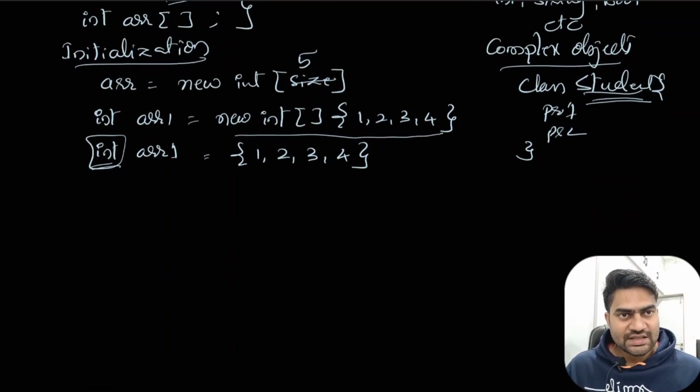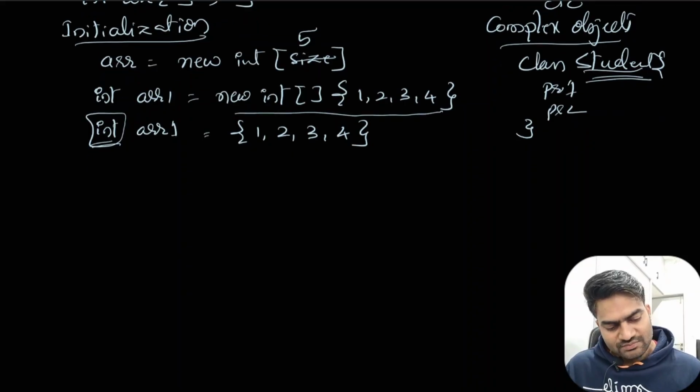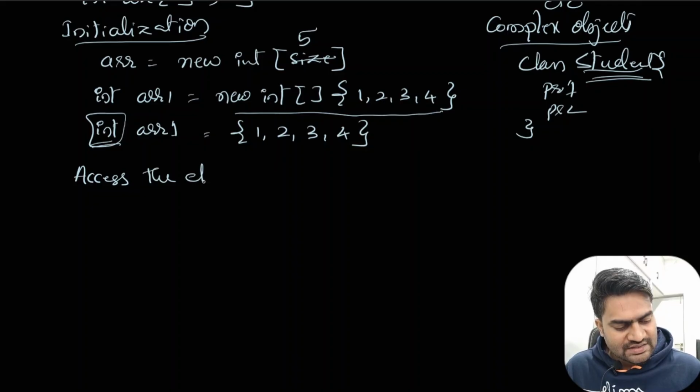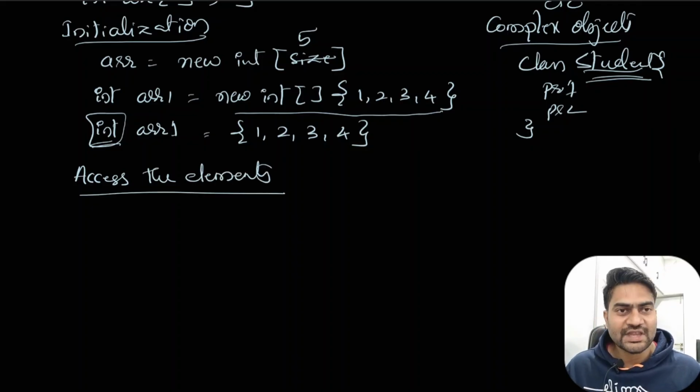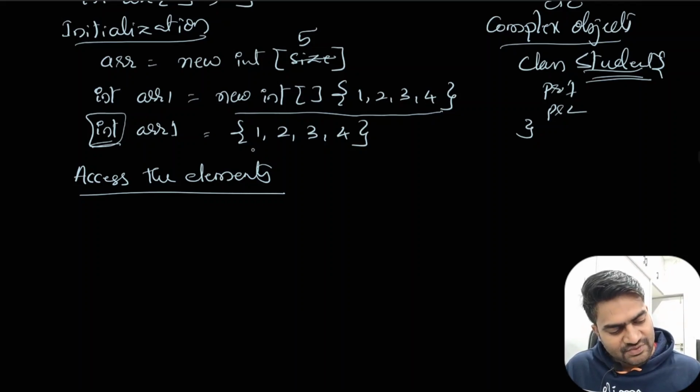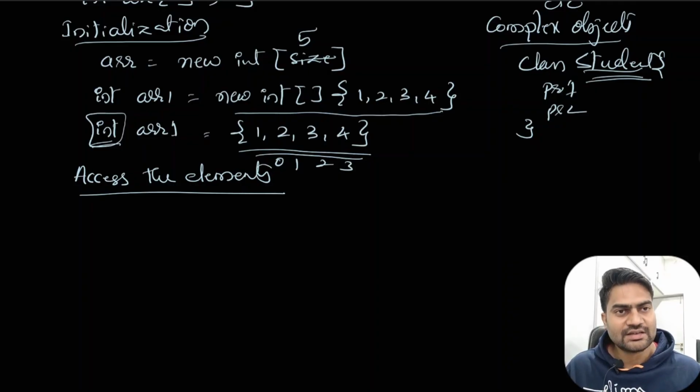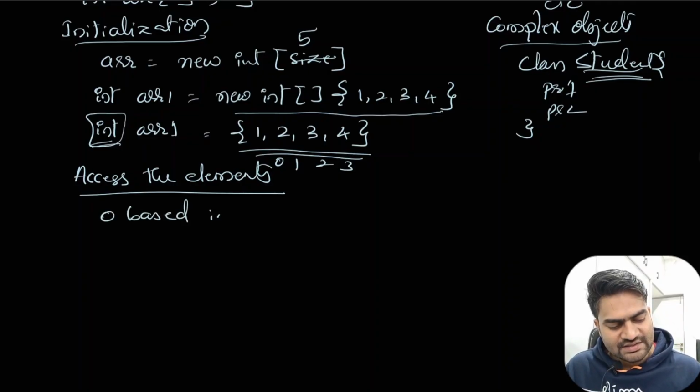Now this is about the initialization. Now, how to access the elements from the array? One thing we should understand here is that arrays in Java are zero-based indexed. If we created this array, its first element is at the 0th index, the second element is at the first index, the third element is at the second index, and the fourth element is at the third index. So basically it is zero-based indexing.